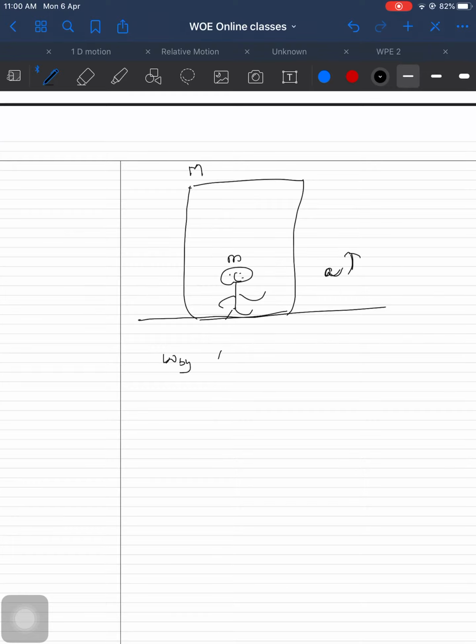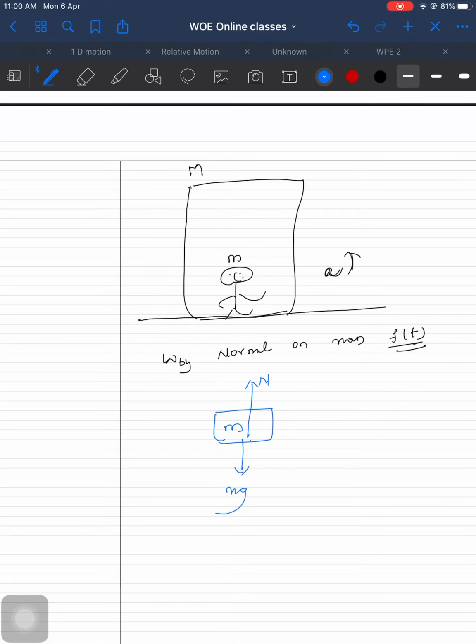How much is the work done by normal on the man as a function of time? So if you draw the free body diagram of the man carefully, nothing to worry in this case. Even though the lift mass is given, don't panic. Mass of man is m. What forces will act? mg is one of the forces, acting in the downward direction.